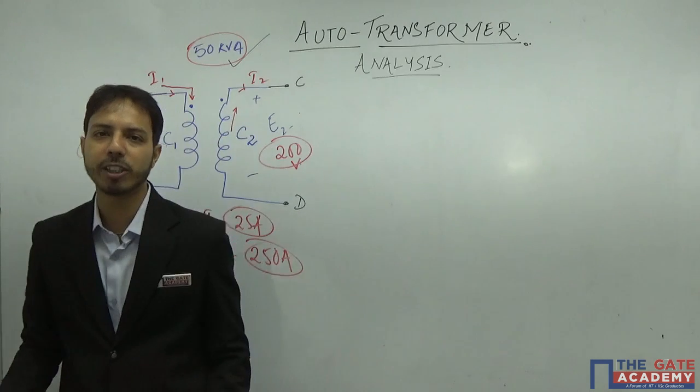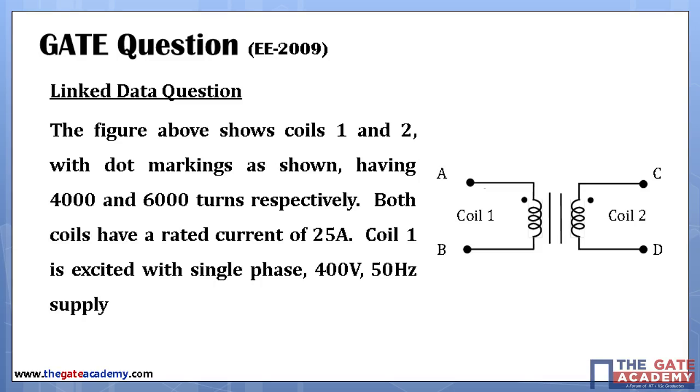Okay, let us see some GATE questions. How are the GATE questions? So in your PPT, you can see a 2009 question. In this question, it is said that the figure above shows coil 1 and coil 2 with dot markings as shown, having 4000 and 6000 turns respectively.